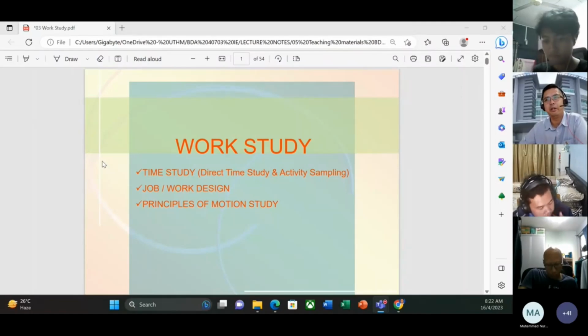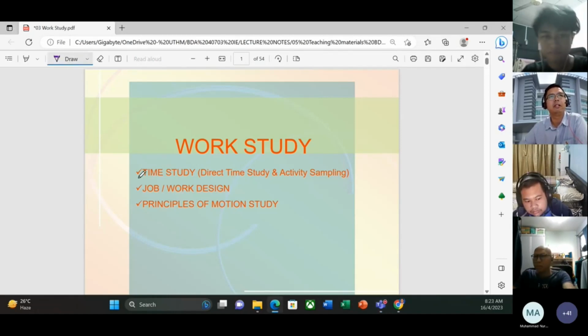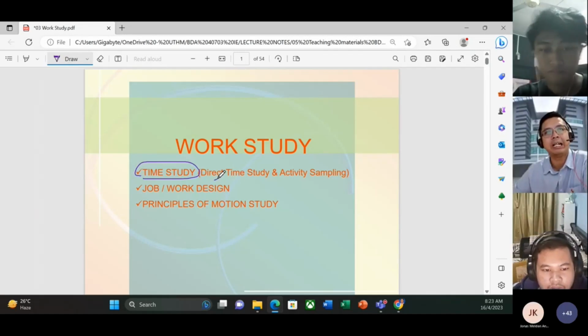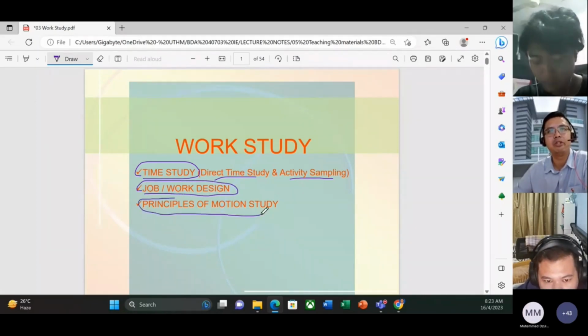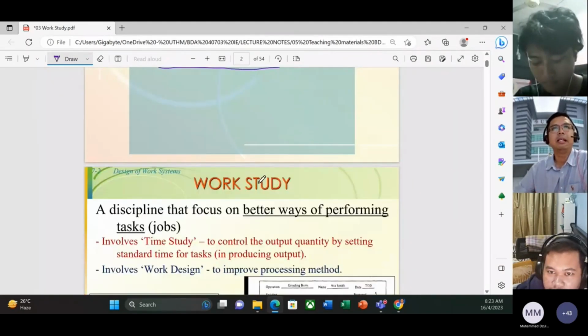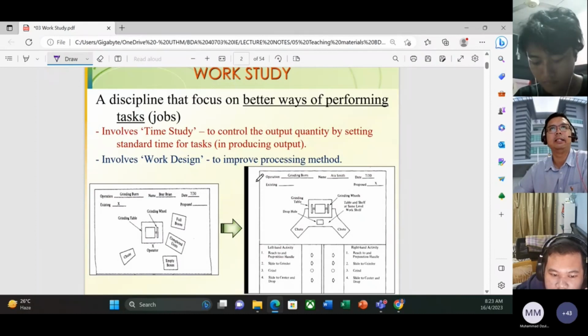So this week we are going to learn about new topics. Okay, it's about the work study. So this is a work study. We have to learn about the time study, which includes direct time study, and also what we call activity sampling or work sampling. And then, what is the job work design? And last but not least, the principles of motion study. So this is a new chapter. We begin with what is a work study.